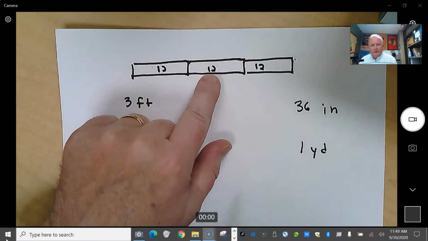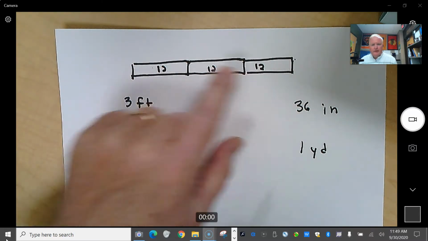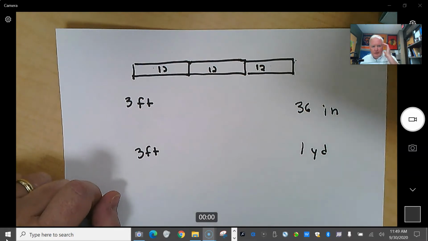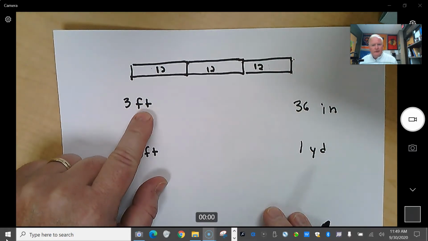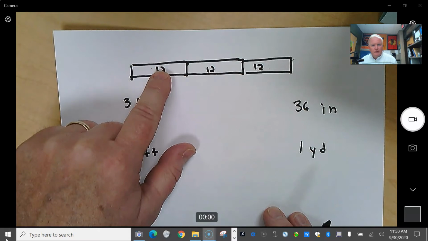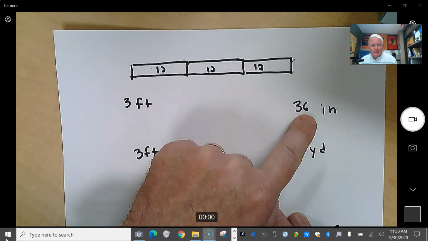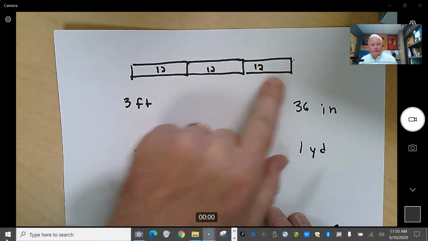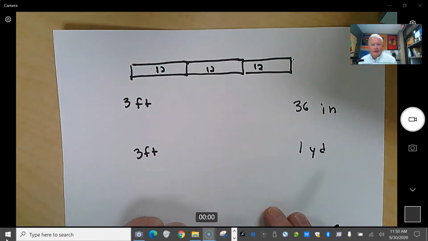Well, we have 1 foot, 1 foot, 1 foot, and we know that's 12 inches, 12 inches, 12 inches. And so in our head, we're like, oh, I just have to take 3 feet, and I know there are 12 inches in every foot, and that makes 36. And that's what 36 inches looks like. It looks like 3 rulers back to back.